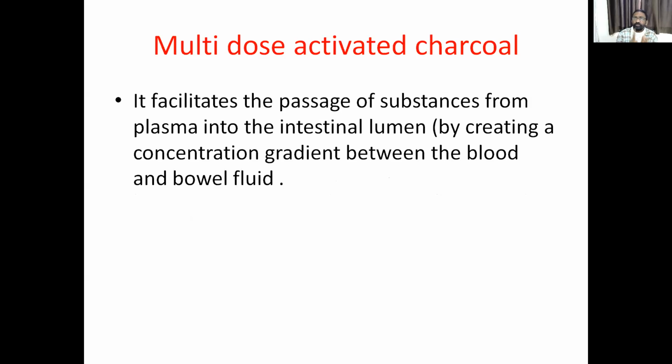The usual dose is 50 to 100 g or 50 to 150 g. These doses can be given as multi-dose, like 1 hour, 2nd hourly, 3rd hourly, 4th hourly, 6th hourly. Like that, this charcoal can be given as multi-dose activated charcoal.